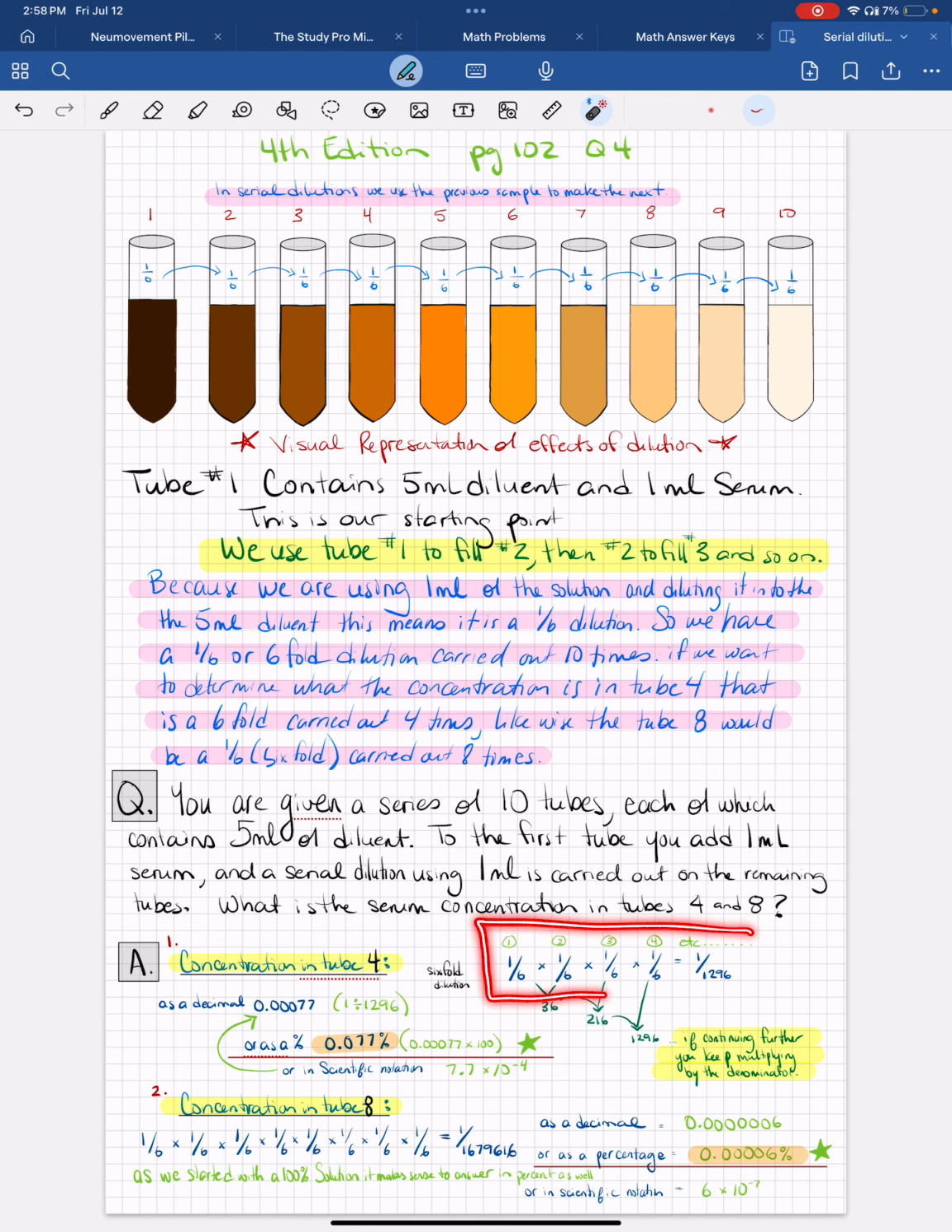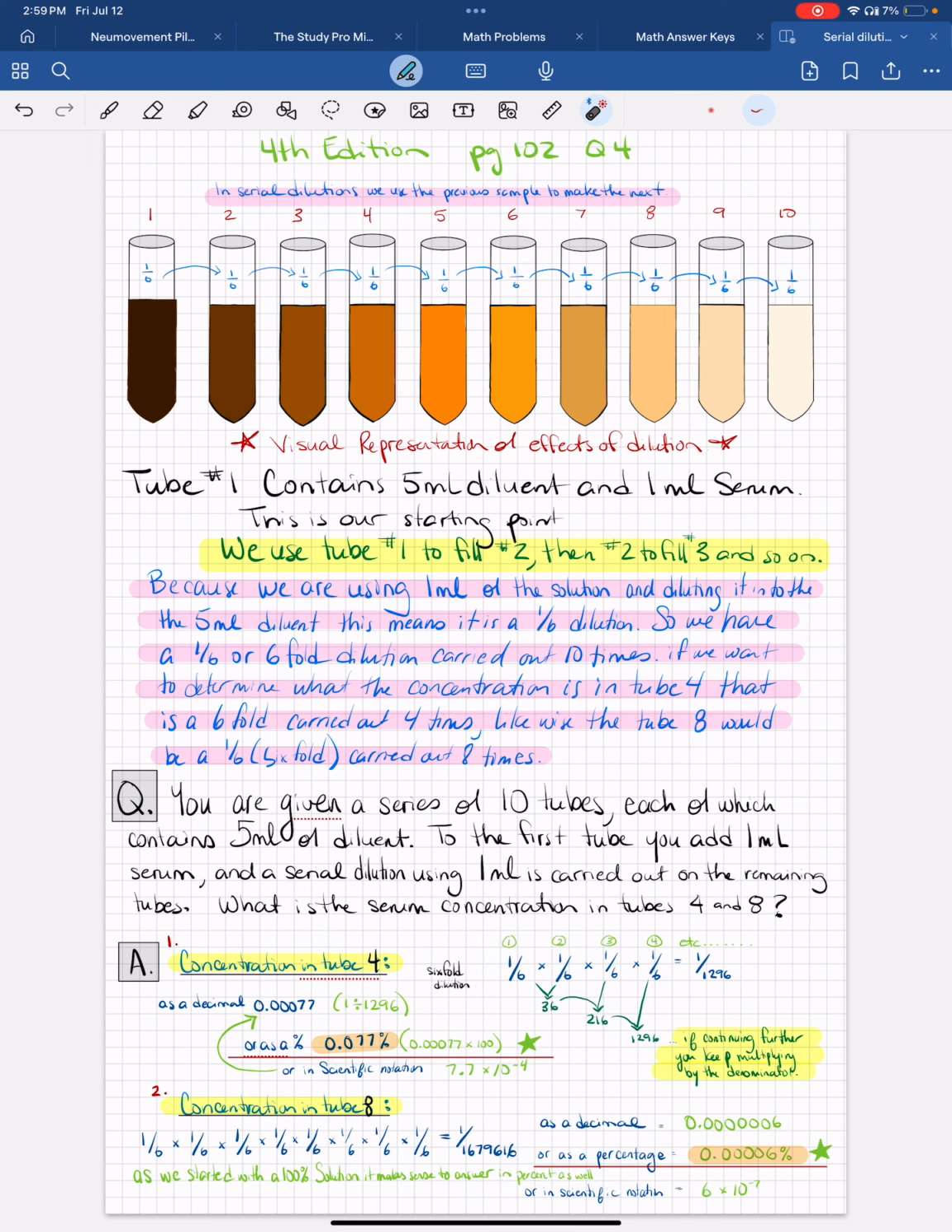In a mathematical equation, we've got this right here. So 1 in 6 times 1 in 6 times 1 in 6 times 1 in 6 gives us a 1 over 1,296 dilution. If we want to write that as a decimal, we just divide 1 by 1,296, which gives us 0.00077 as a decimal for concentration. Now, if you wanted to make that an easier to write number, you could write it in scientific notation. So 7.7 times 10 to the negative 4, because we've moved it over 1, 2, 3, 4 places.